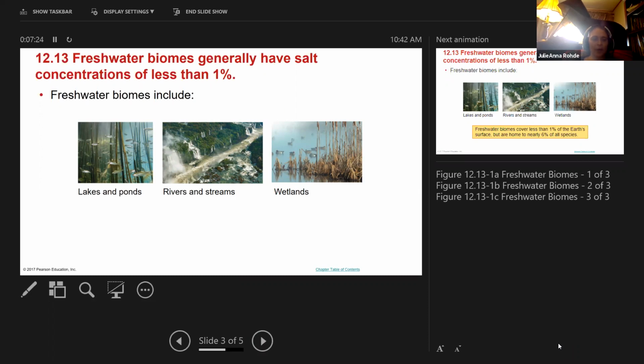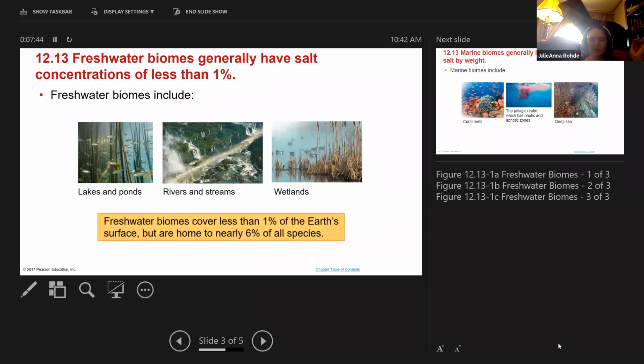We have our biomes here: lakes and ponds, rivers and streams, and wetlands. And this is in your book. This is back in the back, chapter 13, maybe. What's the last chapter of your book? First couple of pages, I think. There's a 2-page spread in there somewhere of all these biomes.